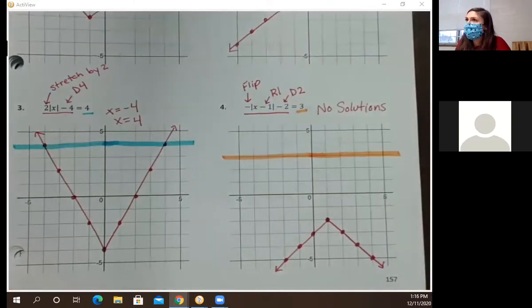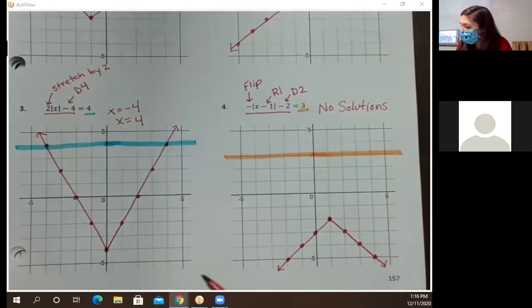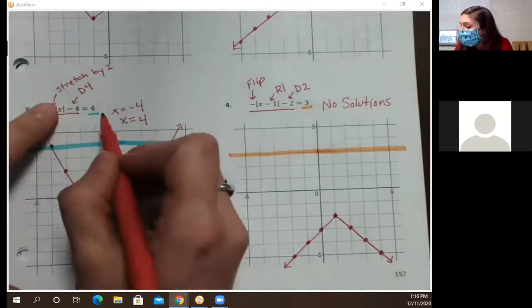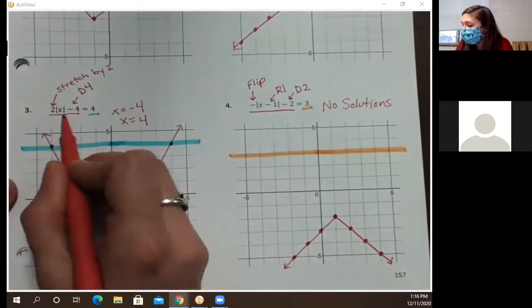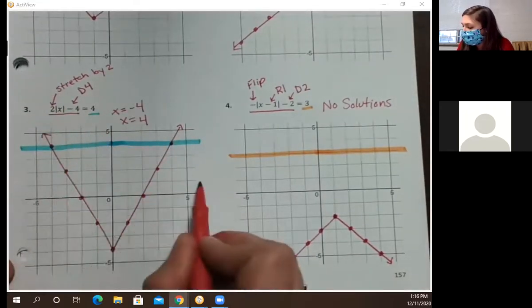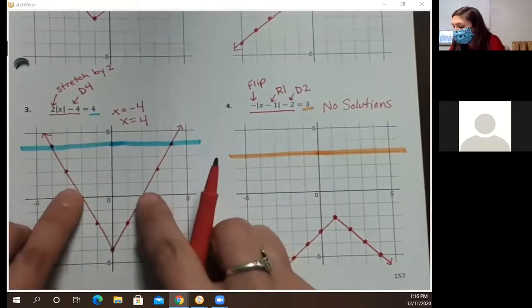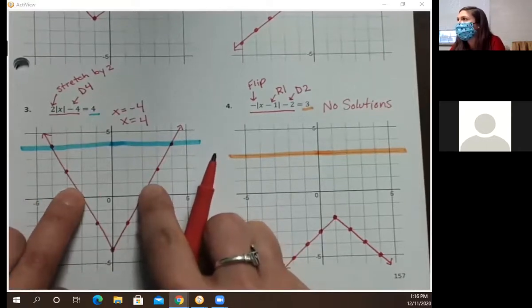So graphs are a great way to be able to find solutions for absolute value equations, but they're not always going to be as nice as the examples that I've given you here. We very easily could have said, what if I've got this function and y equals 1? What if I have this equal to 1? That means I've got something here, and I would have to sort of estimate where those points are.